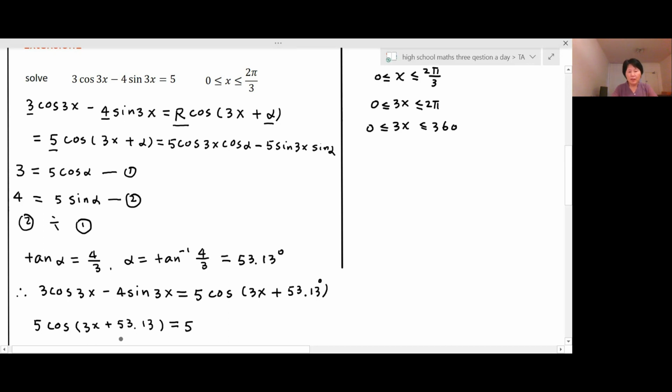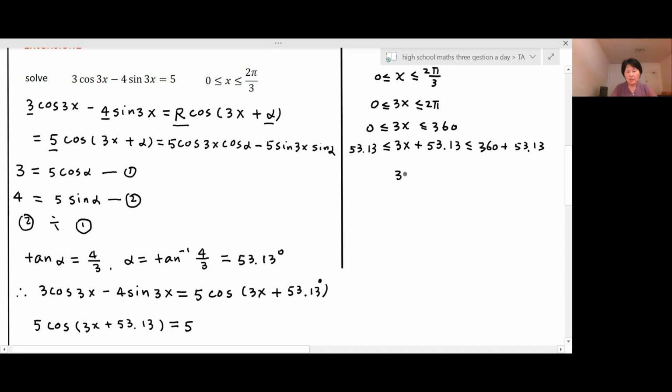Then add 53.13 to all terms. So I just write: 3x plus 53.13 will be less than or equal to 360 plus 53.13, and greater than or equal to 53.13.